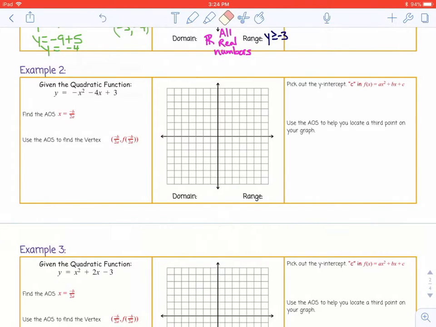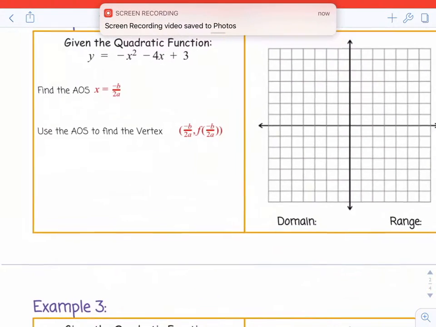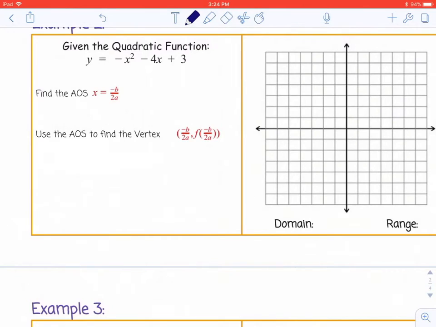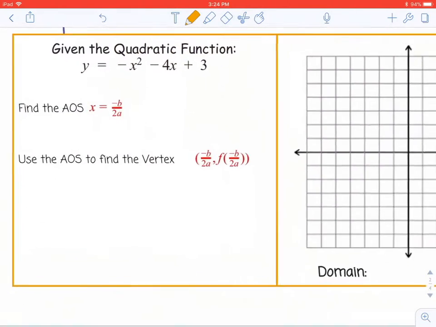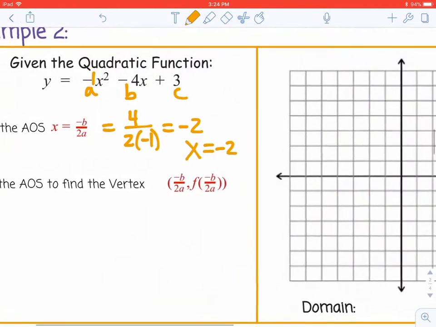All right, so let's take a look at designing parabolas, example number 2. Given the quadratic function, we're going to find the axis of symmetry first. So let's pick out negative b. Remember, a is -1, b is -4, and c is 3. So negative b over 2a is going to be positive 4 over 2 times -1, which will simplify to give us -2. So x equals -2 is our axis of symmetry.